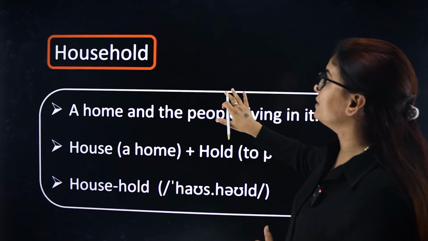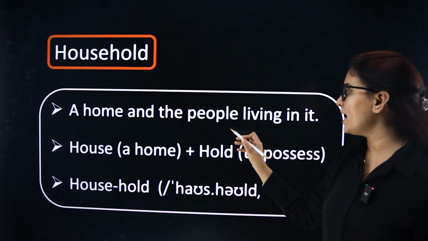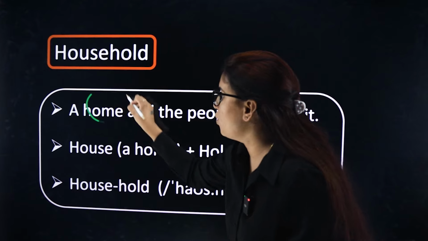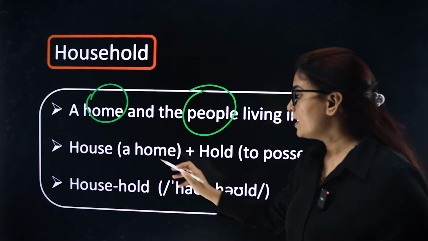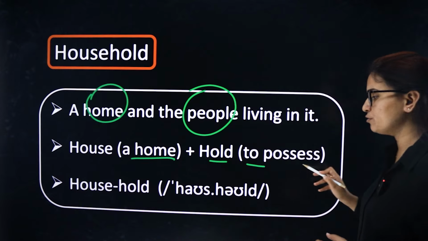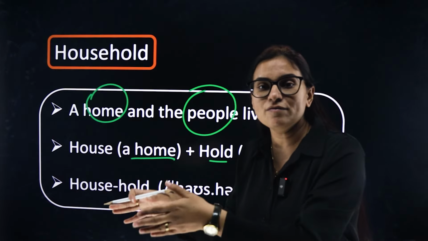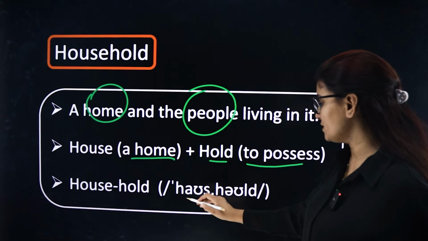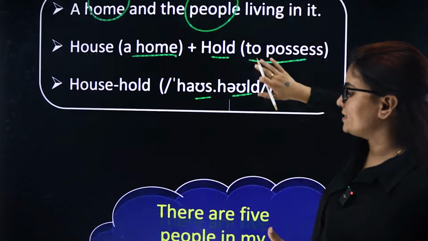The first word in the series is household. Household means a home and the people living in it. It's the name given to a home and to the people living in it. You can call them household. House means home, hold means to possess. Whatever you have in a house, all the people who live in the house come in the category of household. The pronunciation is simple: household. Let's look at the example.